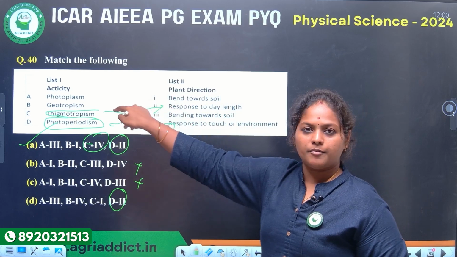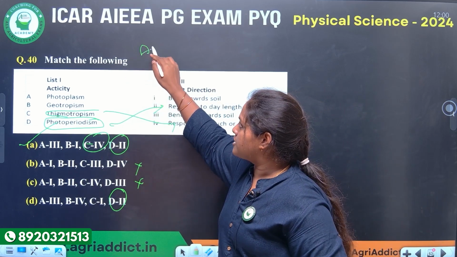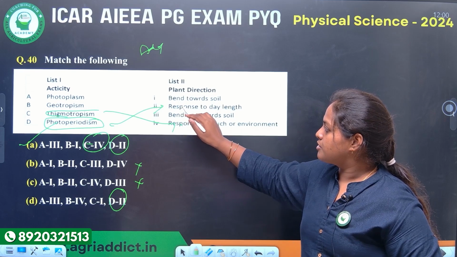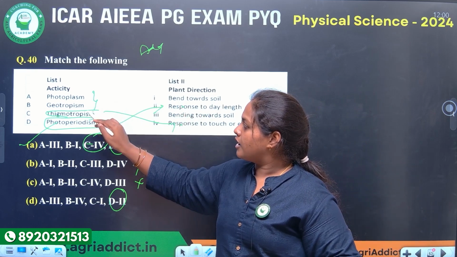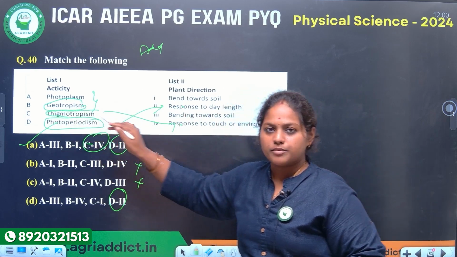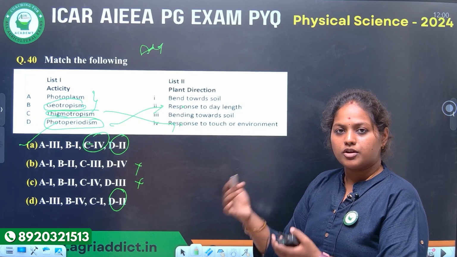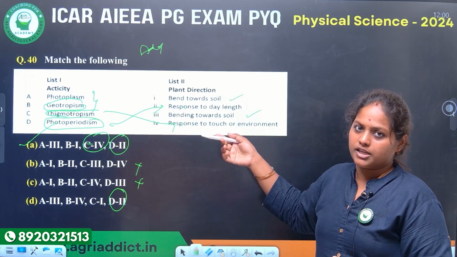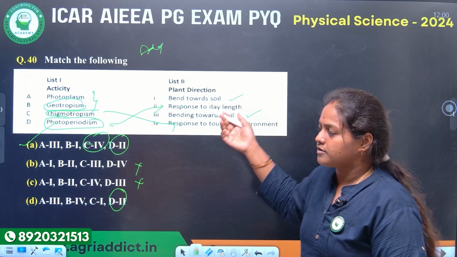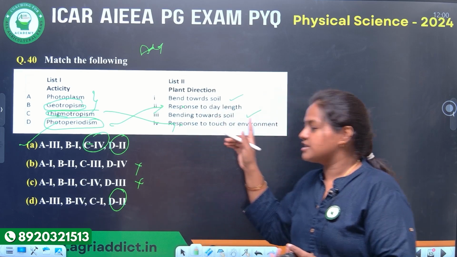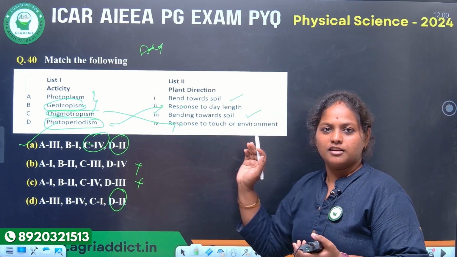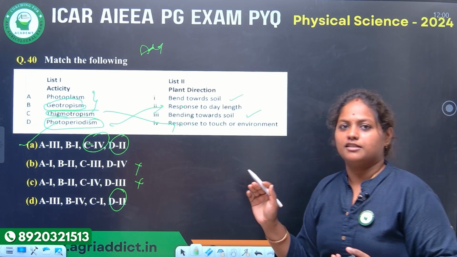In this particular matching, it was given as ad last year because when we are matching these two, another two are remaining, and we know very well that geotropism is associated with bending towards soil. Here they gave bend towards soil, bending towards soil, both as same. So this question was given as ad marks. So when you see such type of questions, just go with the flow, attempt the question so that you will get 4 marks for that.